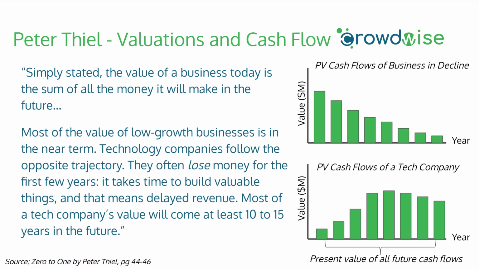If you look at what this might look like depicted in a graph, here are those two different types of businesses. On the top, you have the present value cash flows of a business that's in decline. You can see year over year, it's going down. Whereas in the bottom chart, more representative of a tech company, you see that it takes many years to ramp up growth, but then potentially it starts declining at some point in the future.